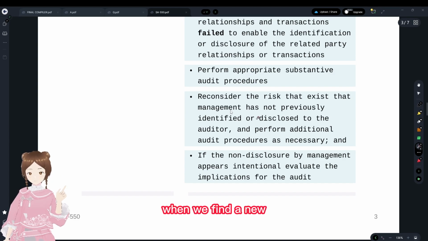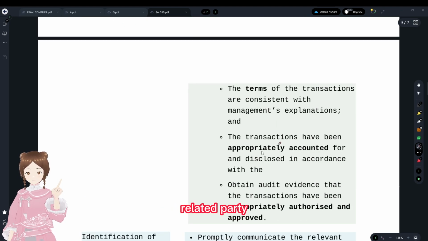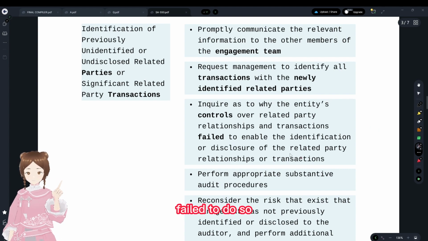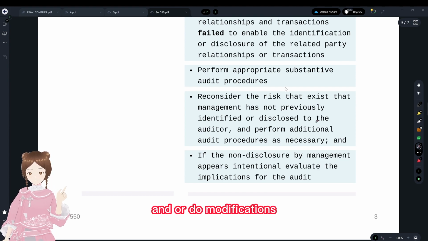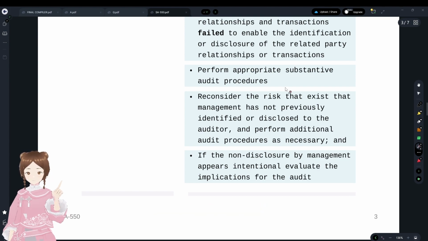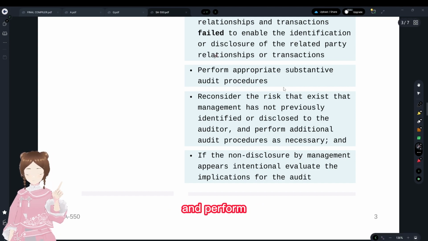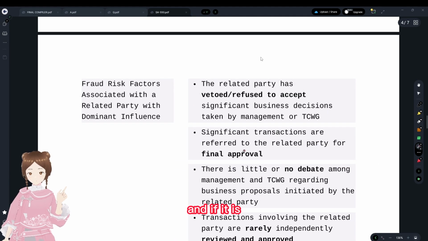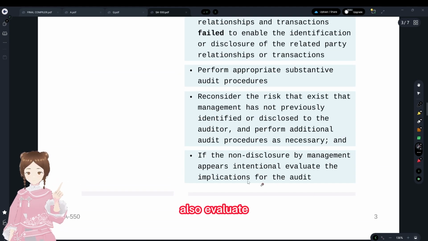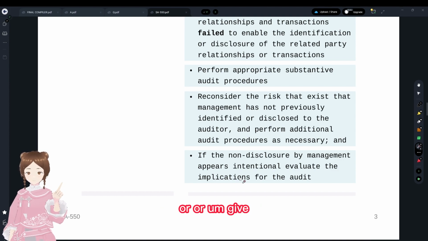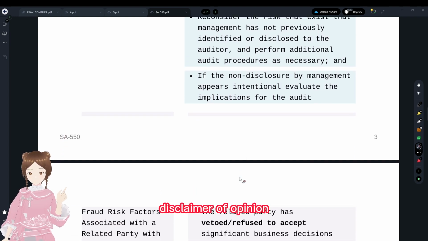Okay, what do we do when we find a new related party? First, we communicate with our team members and request management to identify all transactions with this party and why the internal control failed to do so. Then we make modifications to the overall audit strategy and audit plan, do additional audit procedures, and perform substantive audit procedures. And if it is intentional, you also have to evaluate the implications for the audit, whether you have to withdraw, modify, or give a disclaimer of opinion, etc.